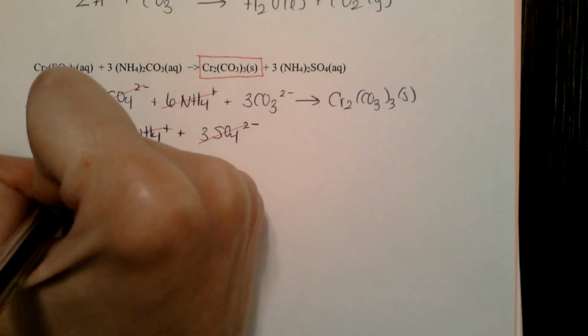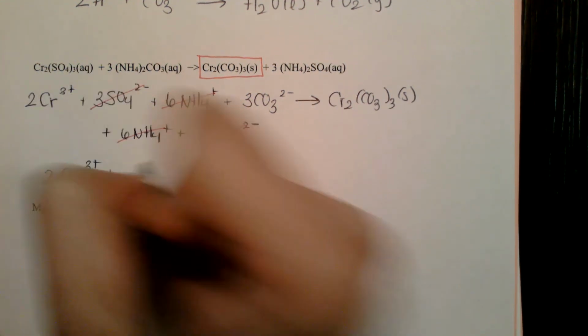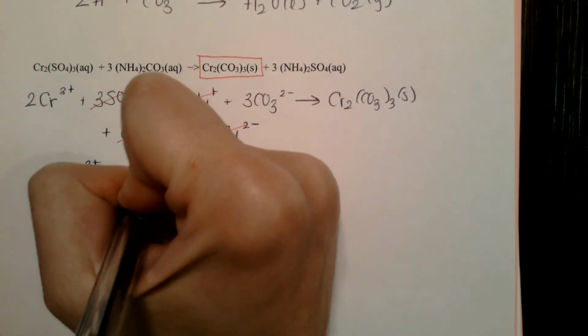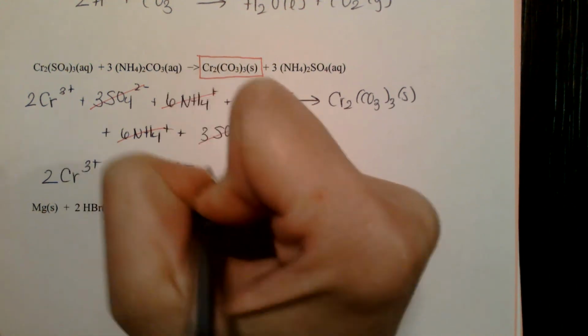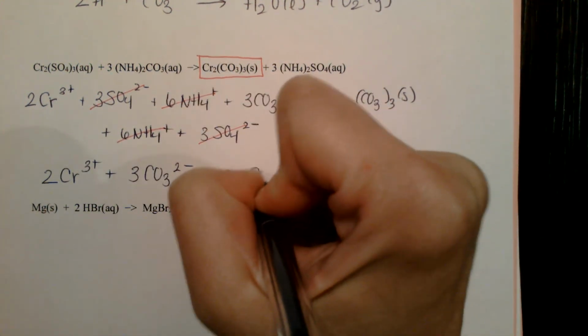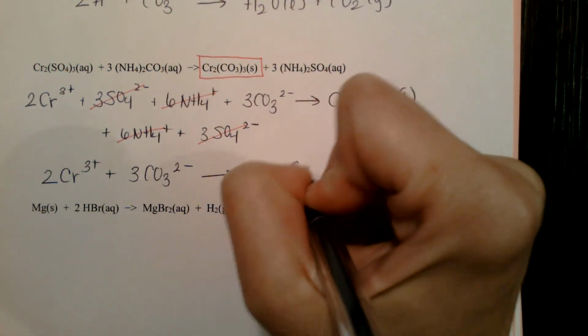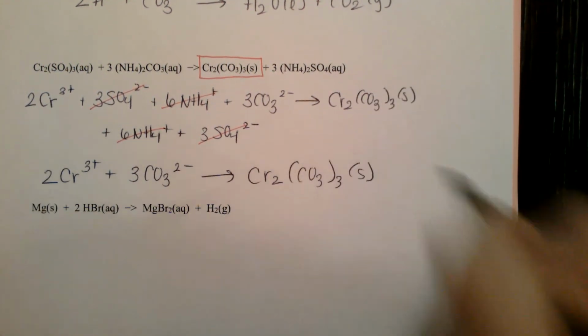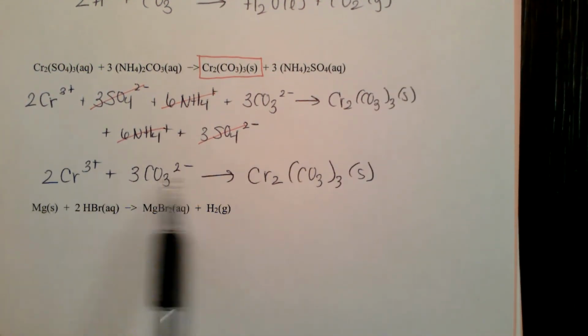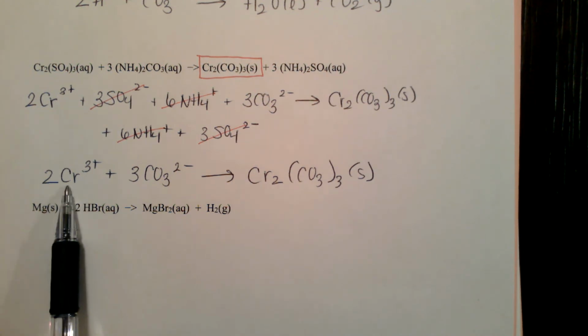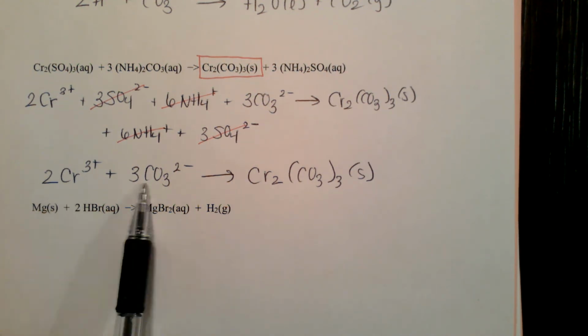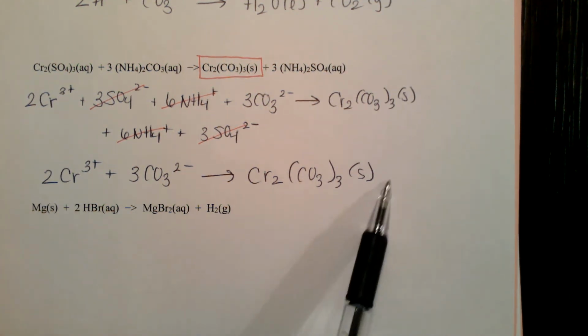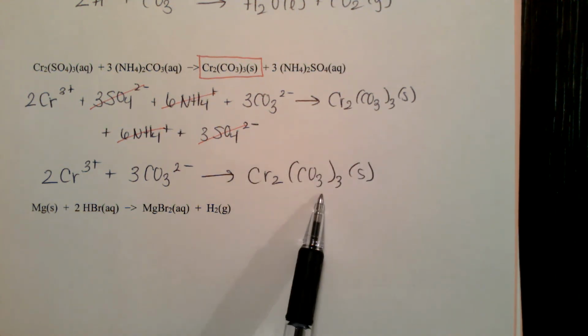So 2Cr3+ plus 3 CO3 2- arrow to give me the Cr2(CO3)3, and that's a solid. Okay, so this is my net ionic. Again, in a precipitation, it shows the anion and cation. So my cation and my anion that form the insoluble product.